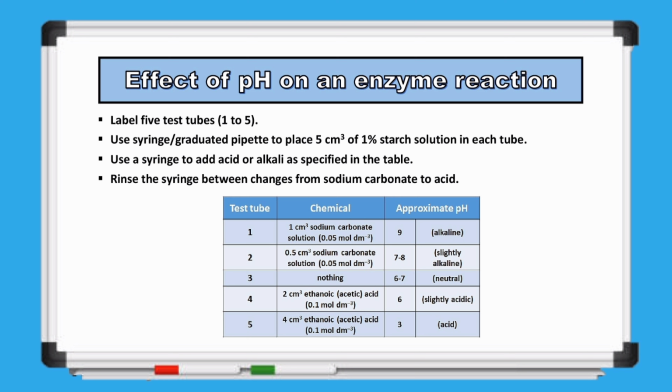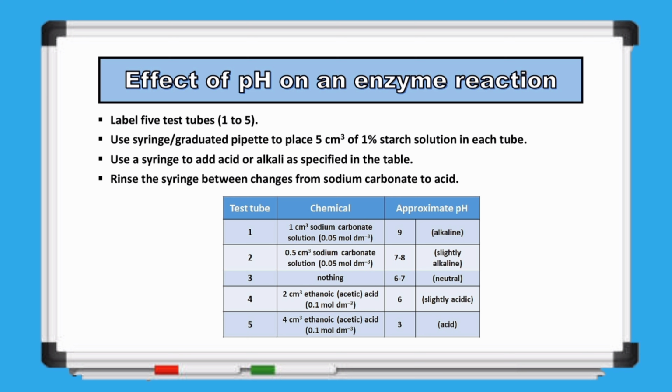Next, we adjust the pH in each tube by adding either an acid or an alkali, depending on what's needed. For example, in tube 1, we add 1 cm³ of sodium carbonate solution, which makes it quite alkaline, around pH 9. In tube 2, we use a smaller amount, 0.5 cm³ of the same sodium carbonate, making it slightly alkaline, around pH 7 to 8. Tube 3 is our neutral condition, we don't add anything to it, so its pH stays around 6 to 7.